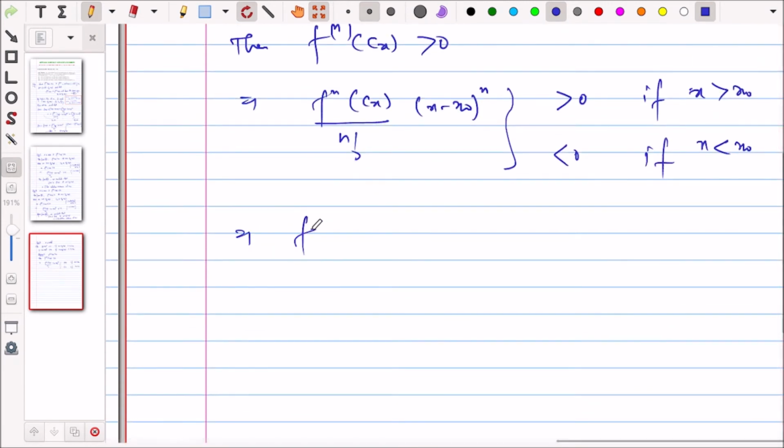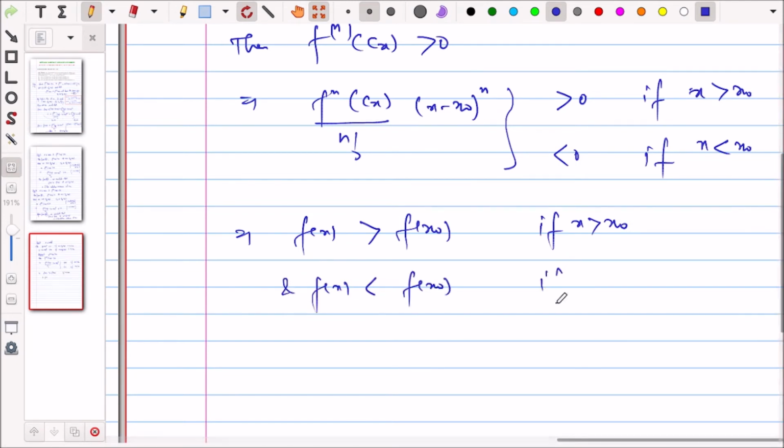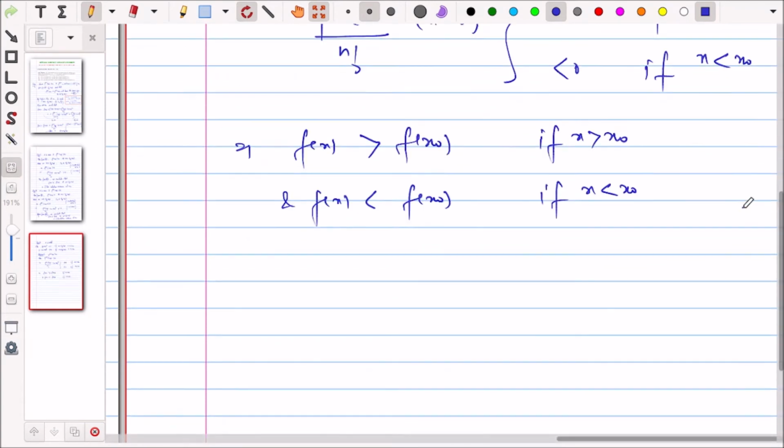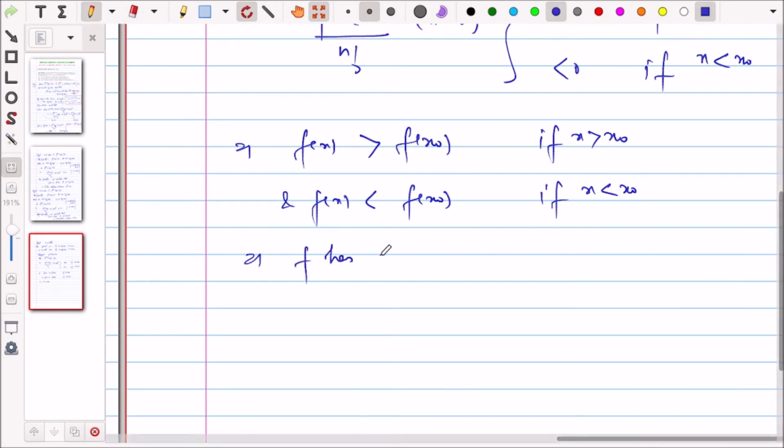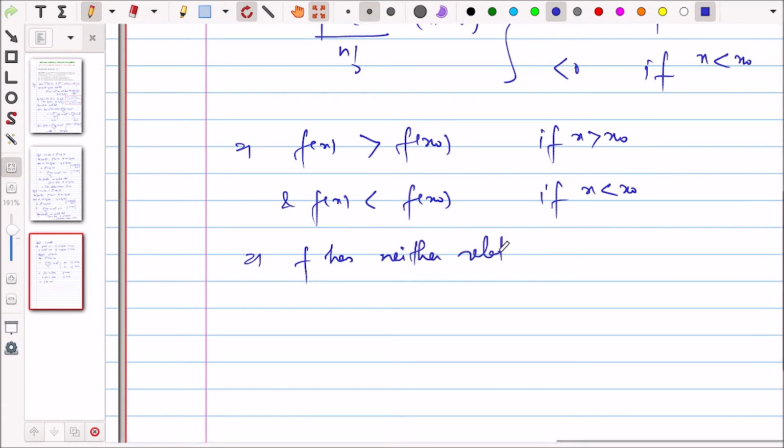Consequently, this implies f(x) is greater than f(x0) if x is greater than x0, and f(x) is less than f(x0) if x is less than x0. So this implies f has neither relative maxima nor relative minima at x0. Sub case 2.